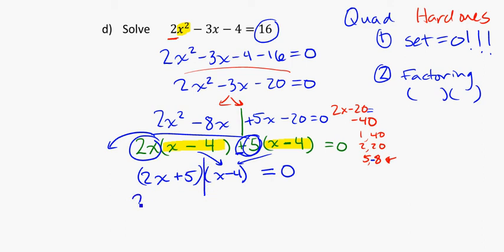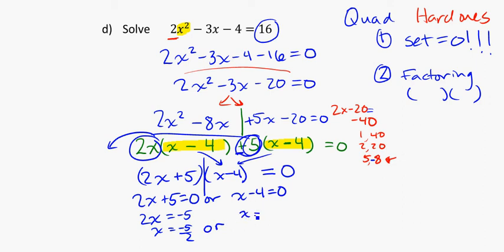So I can think again about 2x plus 5 is equal to 0, or x minus 4 is equal to 0. So with quadratics, the final step, set either set of brackets to 0, and we'll find two solutions. This one, in fact, is going to be 2x is equal to negative 5, so x is equal to negative 5 over 2. And the other solution is going to be x is equal to 4. And remember, there are two solutions with these quadratics. So here we have x is equal to negative 5 over 2, or x is equal to 4.